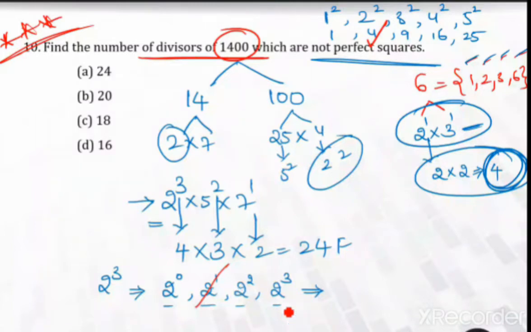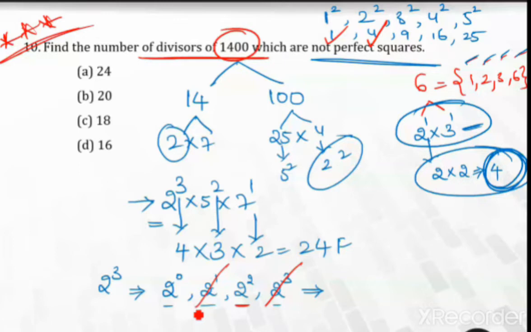Now what about 2 cube? What is 2 cube? 2 into 2 into 2, 8. Is 8 a square of any number? No, correct. I can eliminate 2 power 3. Now here, how many powers are there? 2 powers are there.